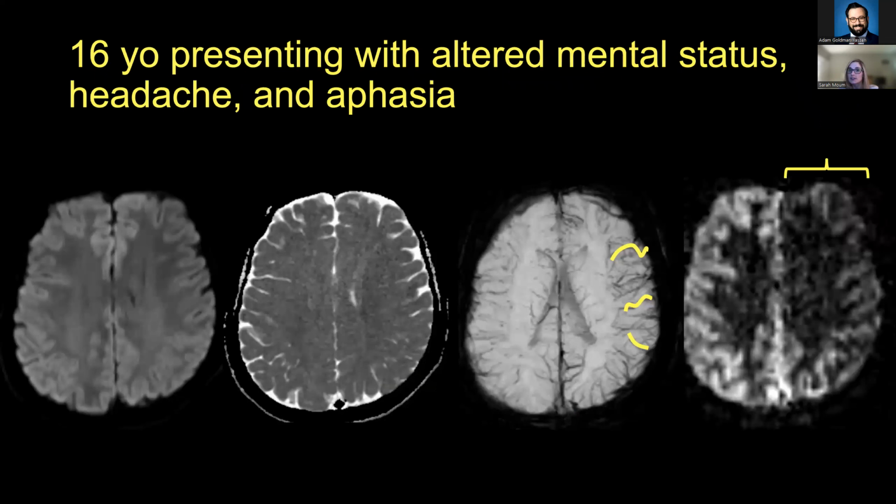This next patient is a 16-year-old presenting with altered mental status, headache, and aphasia. Axial DWI and ADC images at screen left show no evidence of acute infarction to explain the patient's symptoms. On the ASL image, there's no acute hemorrhage. We do, however, see asymmetric prominence of the cortical veins in the left cerebral hemisphere. The ASL image at screen right demonstrates a large area of dark signal in the left cerebral hemisphere. This is what hypoperfusion looks like by ASL.